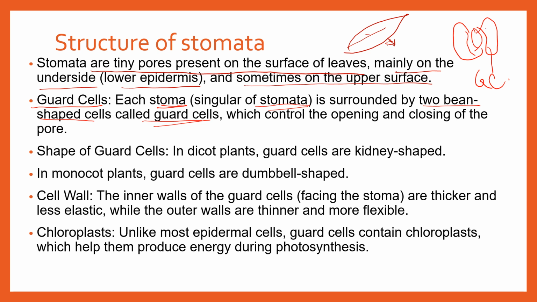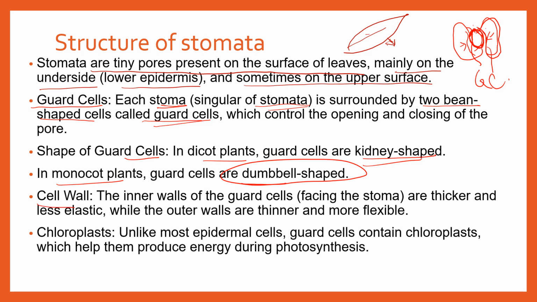So these guard cells, if they are filled with water, if they are hard enough, they'll contract and then relax if they are not having that water. So on the basis of the shape of these bean-shaped guard cells, the opening and the closing of the stomata is happening, right? I'll move on to the next step. Now, shape of the guard cells: in dicot cells, the guard cells are kidney shaped, whereas in monocot cells, the guard cells are dumbbell shaped. So the shape also varies from dicot to monocot plants.